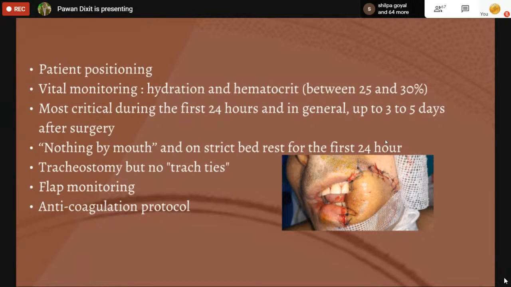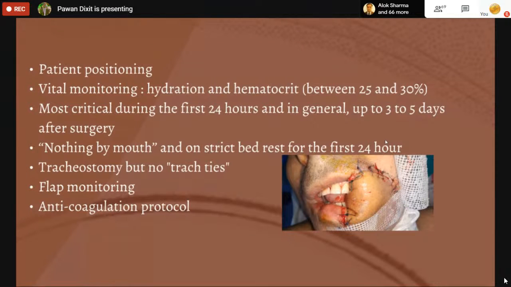Vital monitoring in all surgical patients is important, but here hydration and hematocrit take paramount importance. Hematocrit should be maintained between 25 and 30%, and the decision for blood transfusion should be governed by that. Most critical during monitoring is the first 24 hours in general and up to 3 to 5 days after surgery. In the first 24 hours, there should be nothing by mouth and the patient should be on strict bed rest so that if re-exploration is needed, the patient can be shifted immediately to OT without delay.